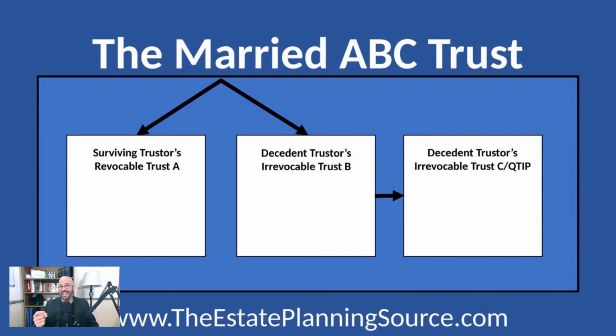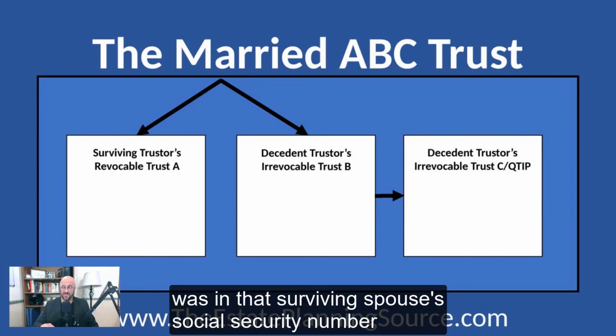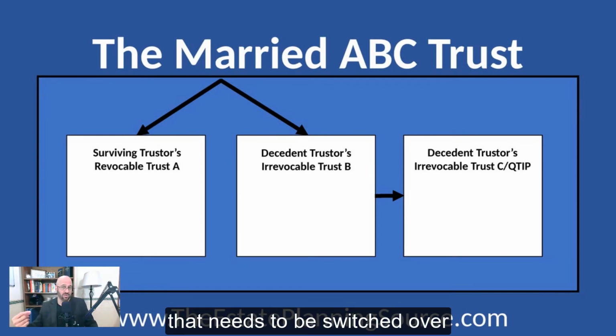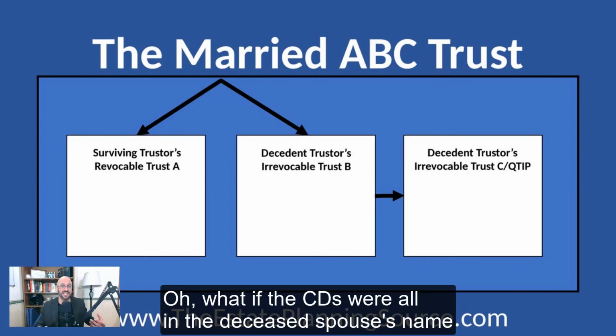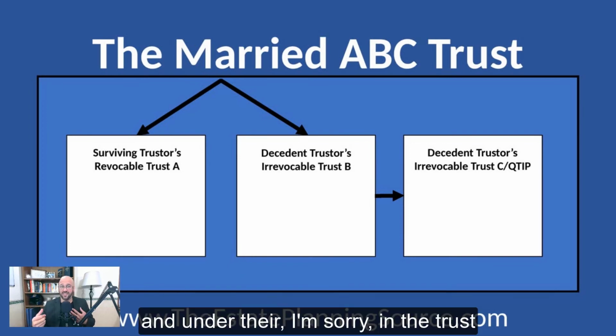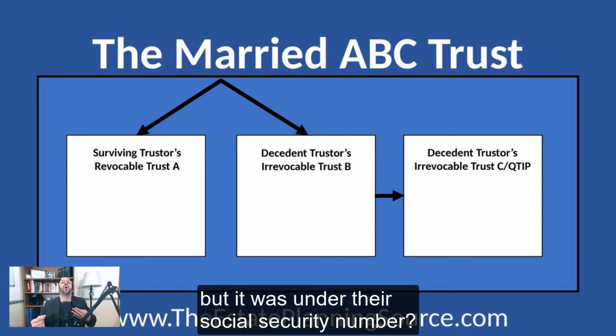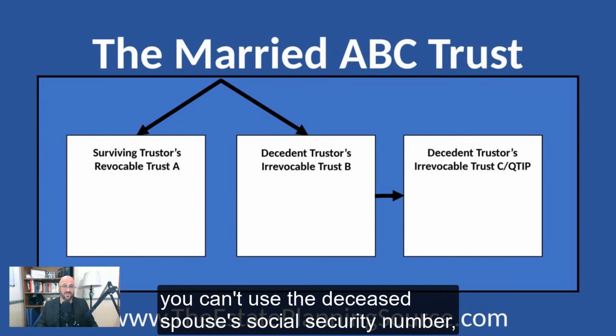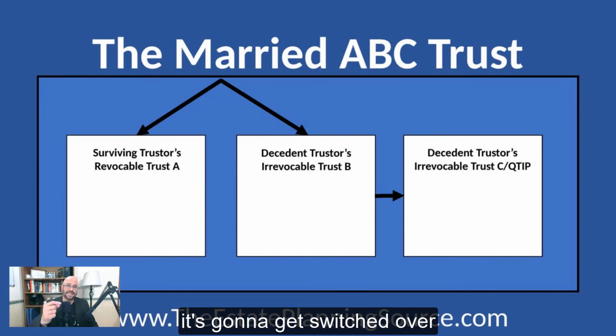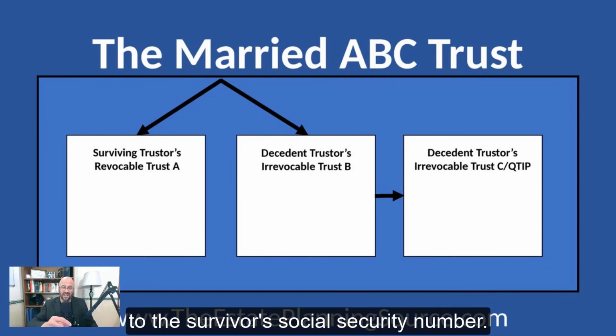All right. If the money market was in that surviving spouse's Social Security number, that needs to be switched over to the B trust's tax ID number. Oh, what if the CDs were all in the deceased spouse's name, not in the trust, but under their Social Security number? All right, well, now that it's in the surviving trustor's revocable trust A, you can't use the deceased spouse's Social Security number. It's going to get switched over to the survivor's Social Security number.